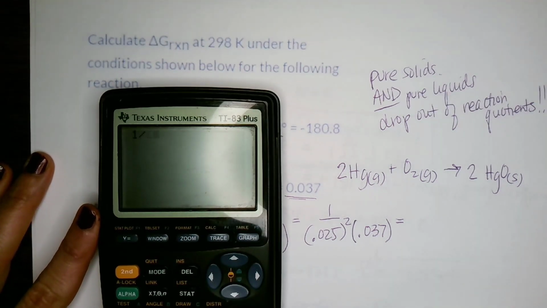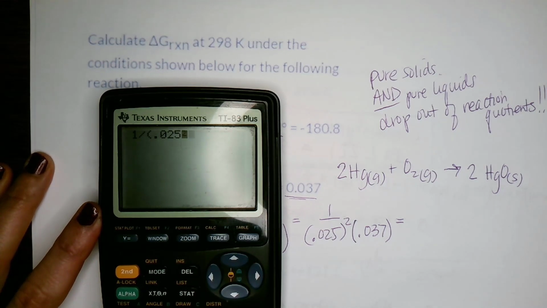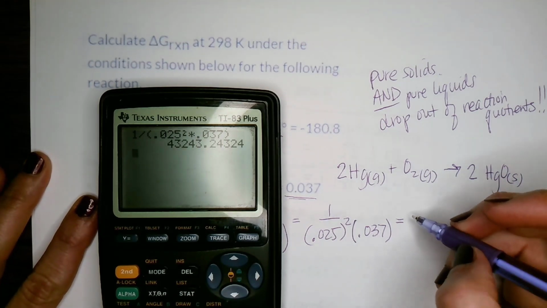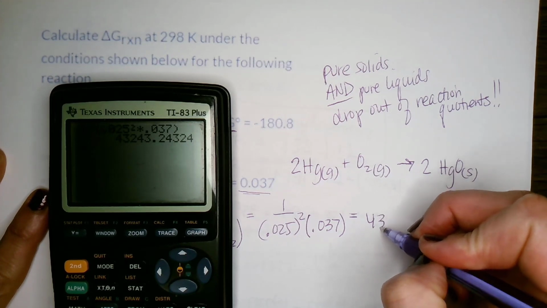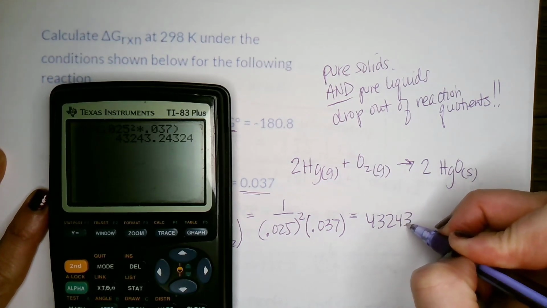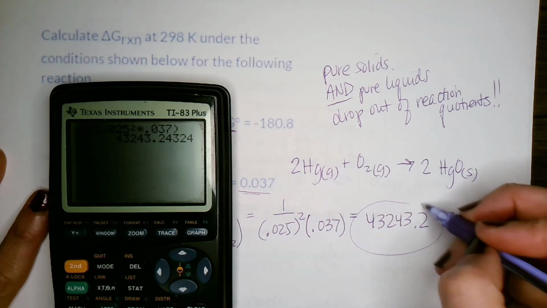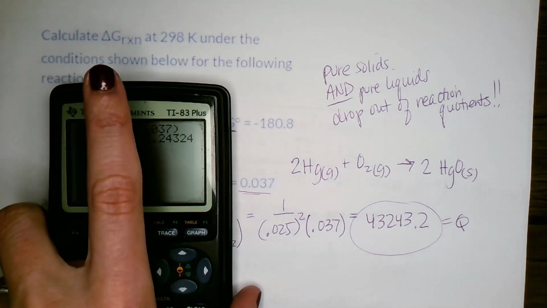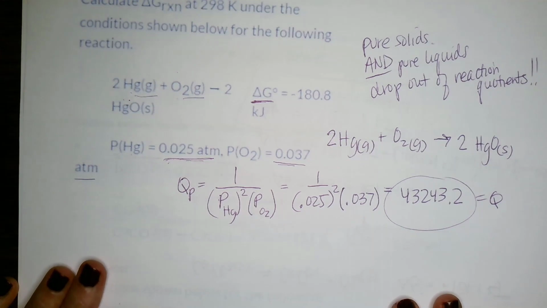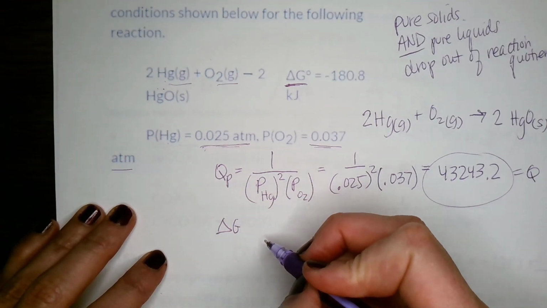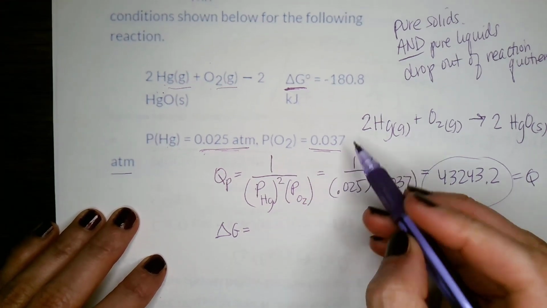Now let's do our calculator work here real quick. So I'm going to do 1 divided by 0.025 squared times 0.037. And I should get the big number, 43243.2. Okay, so this is our Q. All right, now we just need to plug in to our delta G.